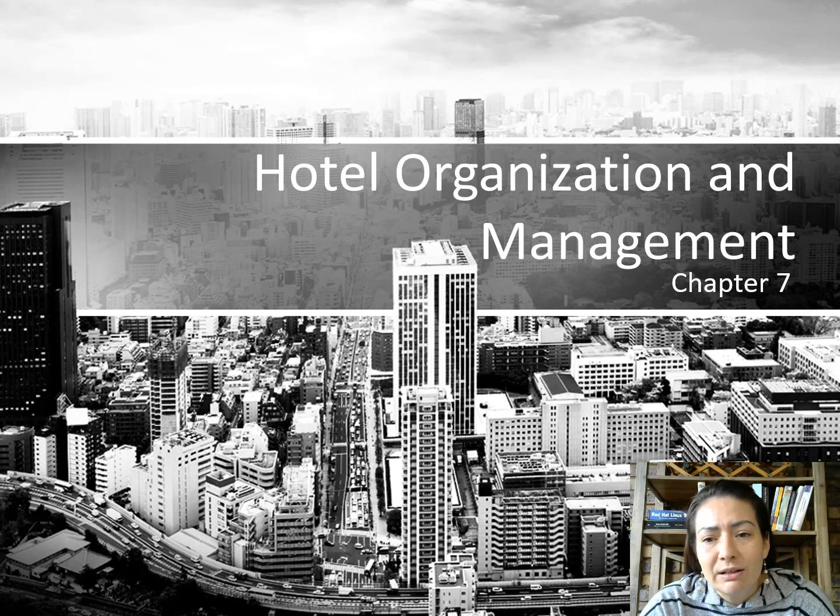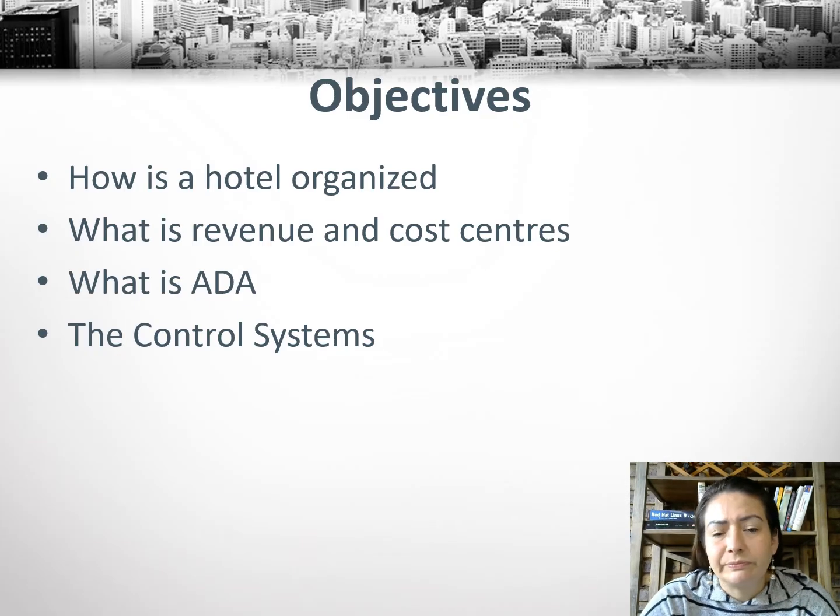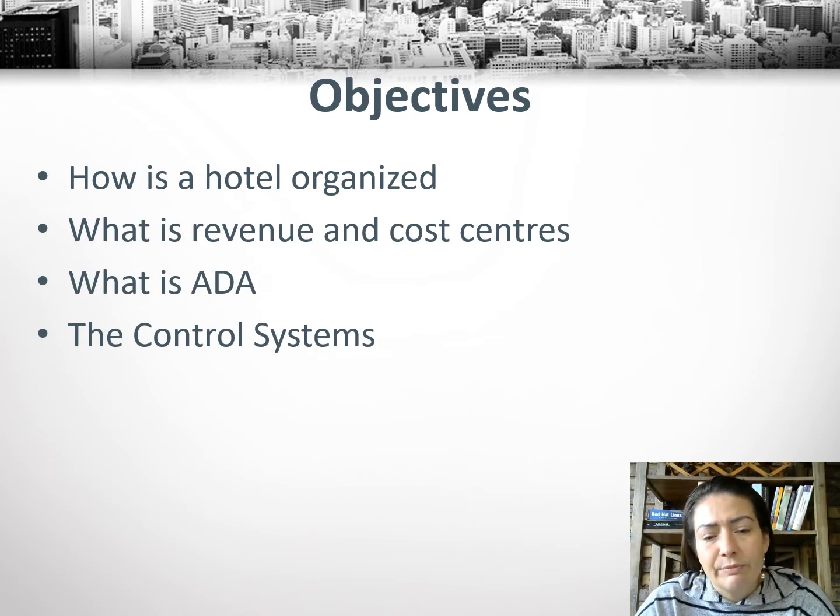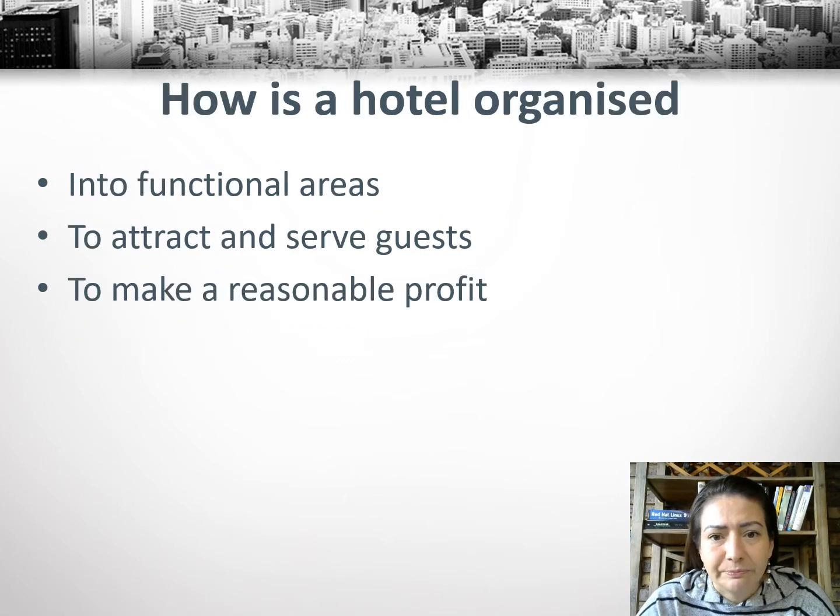Hi, and welcome to Chapter 7, Hotel Organization and Management. After completing this chapter, you will be able to know how a hotel is organized. We will divide the hotel into revenue and cost centers. We will talk about the Americans with Disability Act and then the control systems.